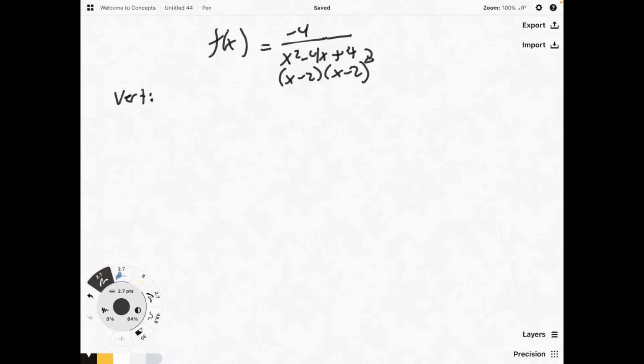is when the denominator is equal to 0, because we can't have a denominator of 0. In this case, it's x minus 2 with the multiplicity of 2, which just means we need to solve x minus 2 and set that equal to 0. When we solve for x, we get x equals 2, and that is going to be our vertical asymptote.